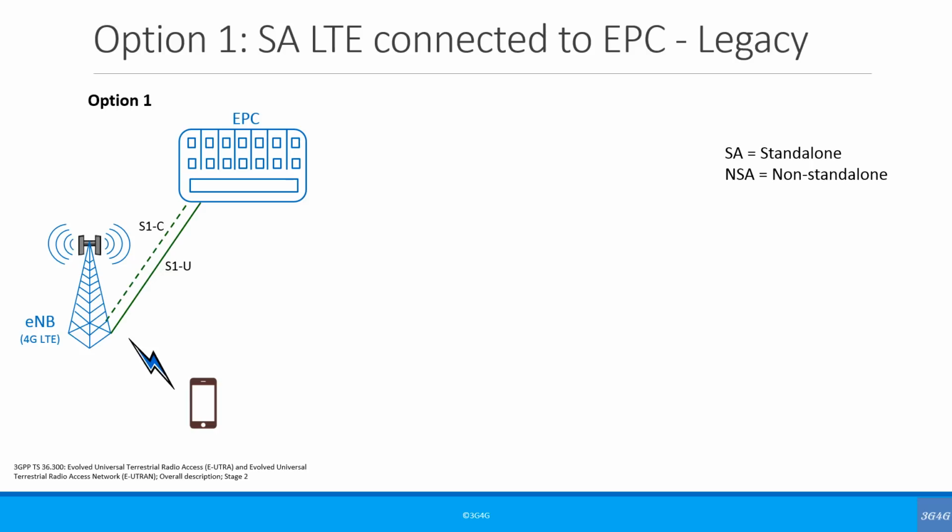Here I also mention the two terms SA and NSA. Standalone, SA, is when one radio access network or RAN connects to one core network or CN. Non-standalone, on the other hand, has two different radio access networks connecting to a single core network. So in case of NSA, one of the RAN has to connect to the other RAN for signaling and optionally data. Hence the term non-standalone, as it cannot be deployed by itself.